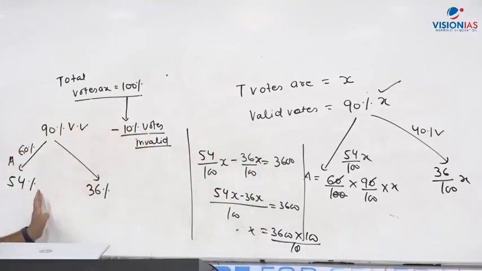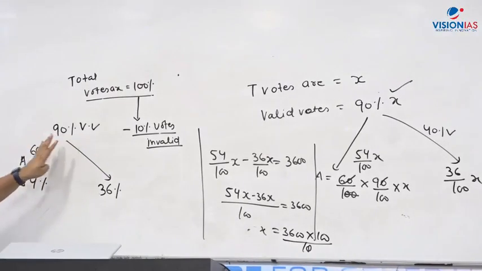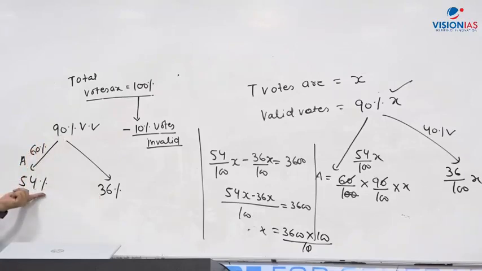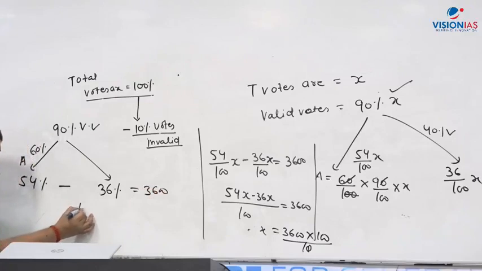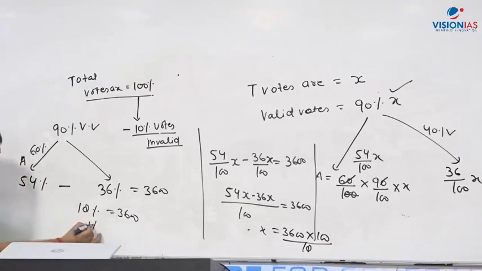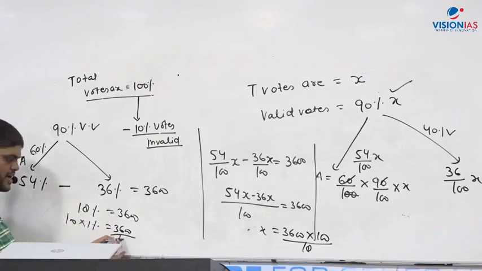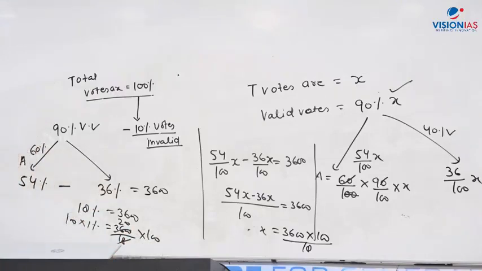The other way is this percentage method. Total valid vote is 90%. Out of this 60%, so 60% of 90% means 10% becomes 9, 60% becomes 54, and this becomes 36. So he won the election by 3600 votes. That means the difference will be 3600. So 18% will be 3600. Now you can find the 1%. 1% will be 3600 upon 18, and then 100% is 200 into 100, and now you can find whatever they are asking in the question.